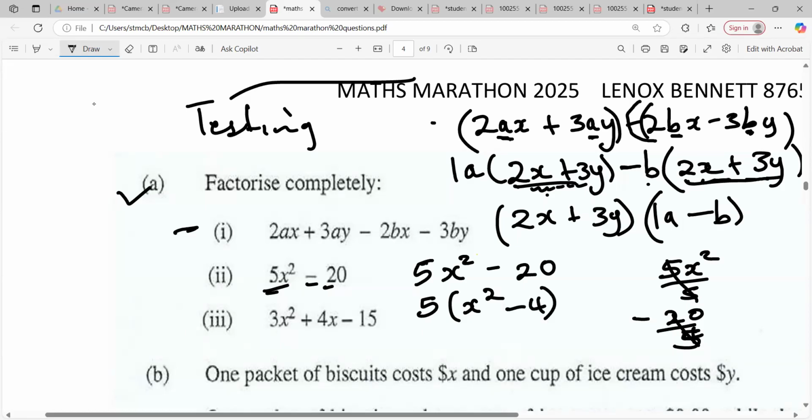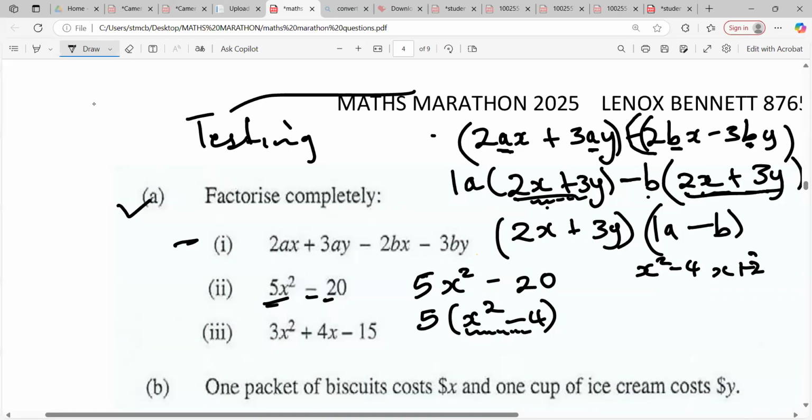Normally, it's finished, but look at this. This is a difference of two squares. So x squared minus 4 can further factorize, right? They expect us to actually factorize this again inside the bracket. Because if they give you a question and say x squared minus 4, we'd write x plus 2 and x minus 2, right? So it's the same thing. So we're going to factorize this part.